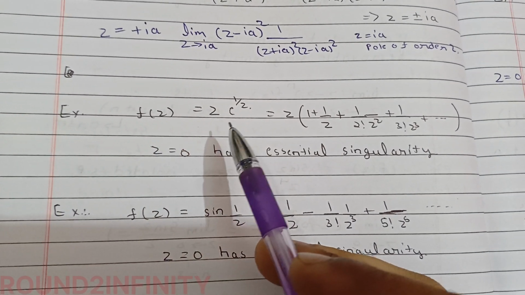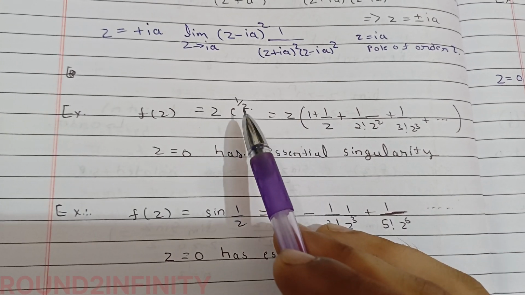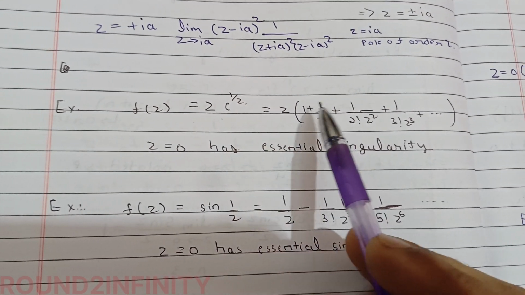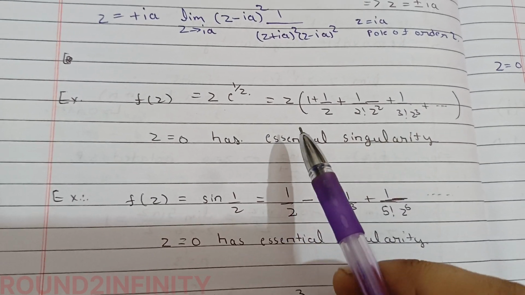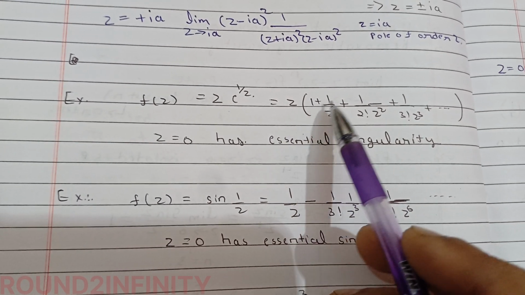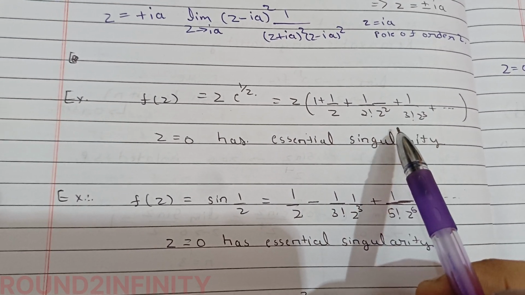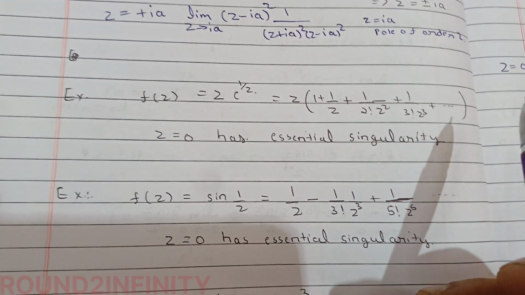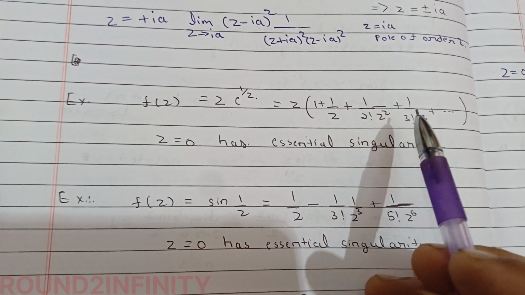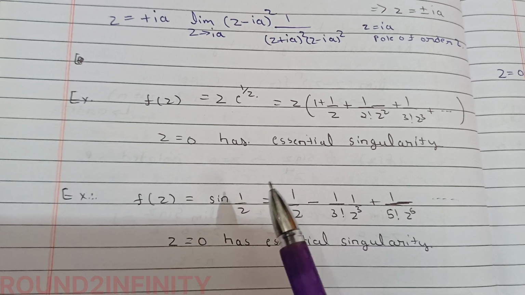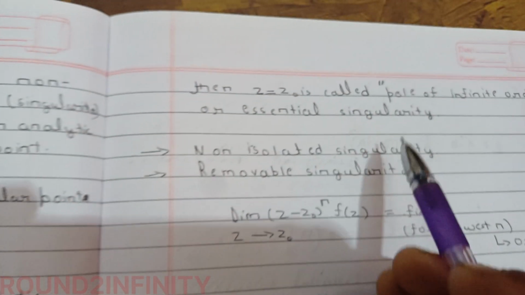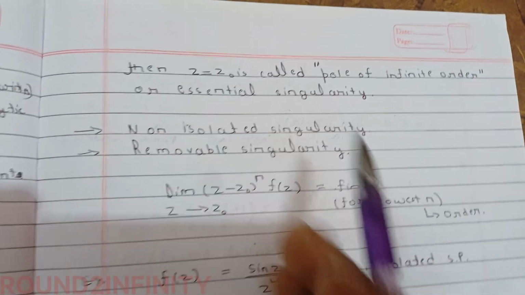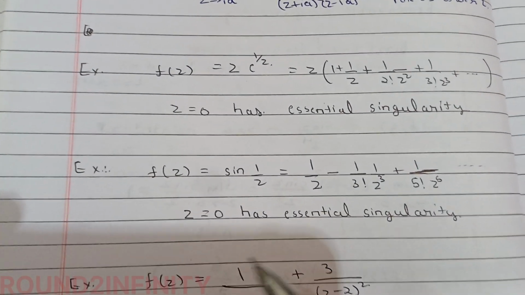So f(z) equal to z exponential 1 upon z. Let's solve this. Exponential 1 upon z will be 1 plus 1 upon z, plus 1 upon 2 factorial z square, and that's how you know the expansion. So multiply z inside, you will get z plus 1 plus 1 upon z, and this will go to infinite. So this is the example of essential singularity or infinite order. I already told you about this: pole of infinite order and essential singularity.